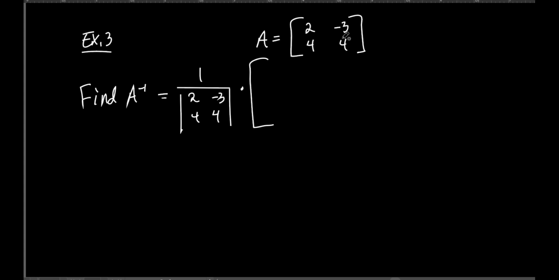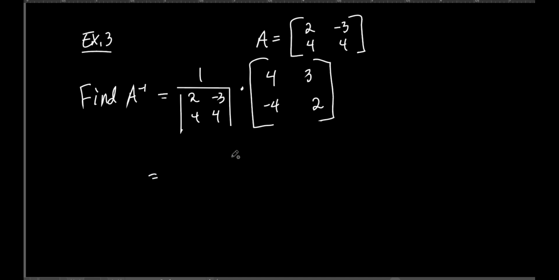And now you've got to do some switcheroos here. What do you do? Switch the 2 and the 4. So that's going to be 4. And this is going to be 2. And then you change the sign of these two right here. So that's going to be a positive 3. That's going to be a negative 4. You with me? Yeah, easy.